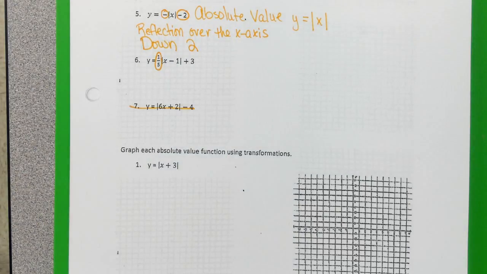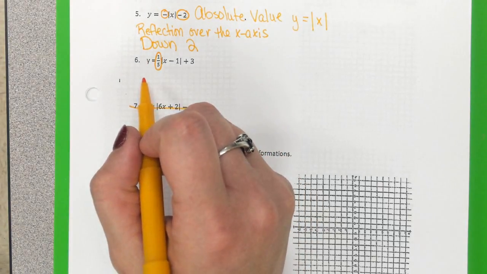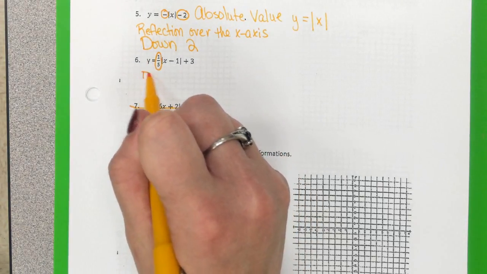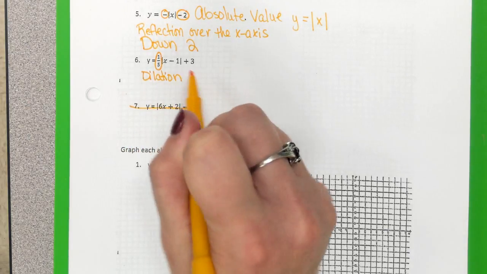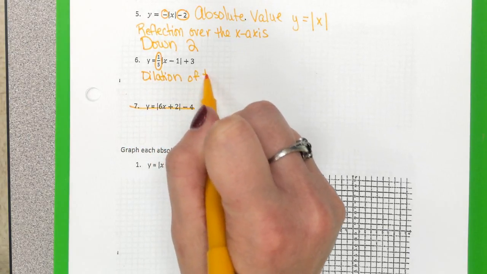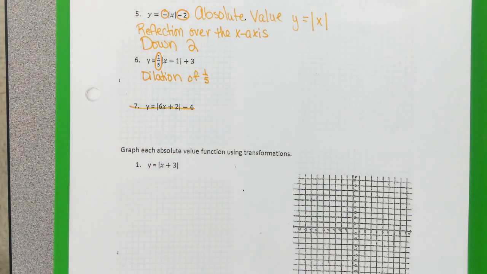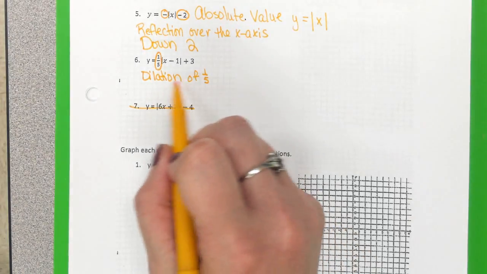What is the 1/5 doing to the absolute values? Is it adding, subtracting, multiplying, or dividing? It's multiplying. And when you're multiplying, what was that word that we were going to use? Dilation. Very good. So we had a dilation of 1/5, which we're going to talk about in just a minute. Let's look at the picture, because it makes it easier.